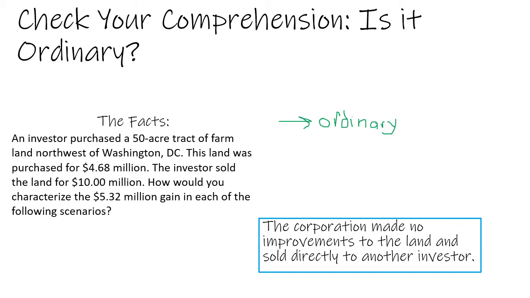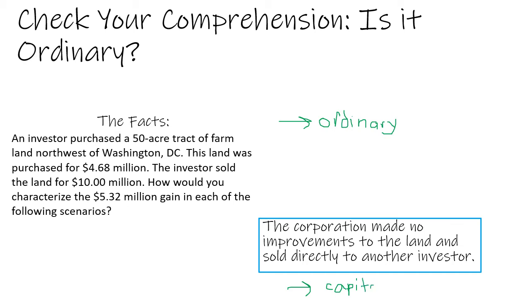In the second scenario, how would you characterize the $5.32 million gain if the corporation made no improvements to the land and sold the land directly to another investor? In this case, it would be considered a capital gain because of the nature of the transaction.